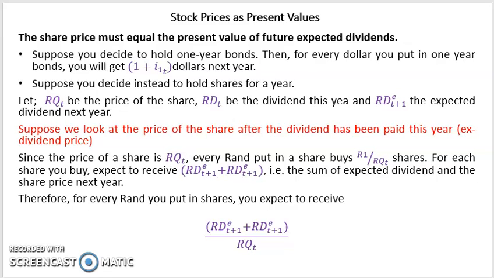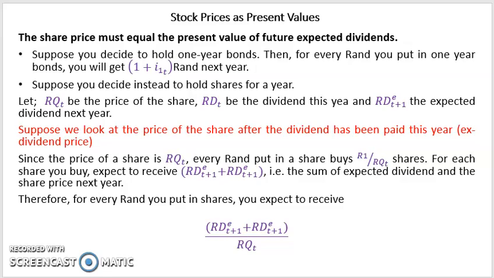Suppose you face the choice of investing either in a 1 year bond or in shares for 1 year. What should you choose? To answer this, let's start with the bond. Suppose you decide to hold a 1 year bond. Then for every rand you put in a 1 year bond, you get 1 plus the interest rate rand next year. This is the payoff from holding a bond for 1 year.